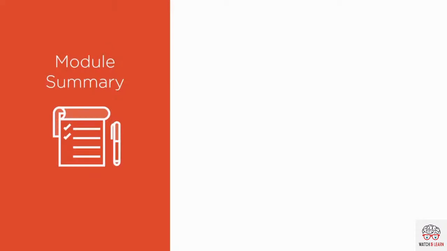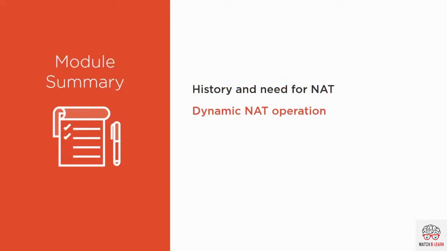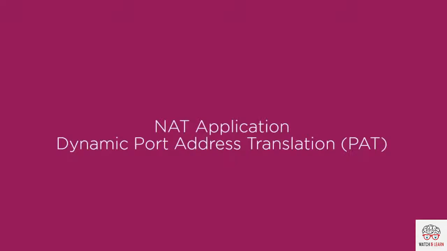Let's wrap up what we did in this module. We looked at the history and need for NAT. We took a look at how dynamic NAT operates. We also took a look at how static NAT operates. And we finished up by taking a look at how port address translation operates. And again, this is the exact operation that's used in your home network. I hope you've enjoyed this module, and I look forward to catching up with you in the next module, which will talk about the DMZ.